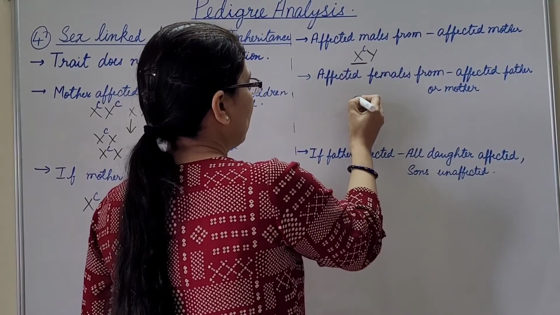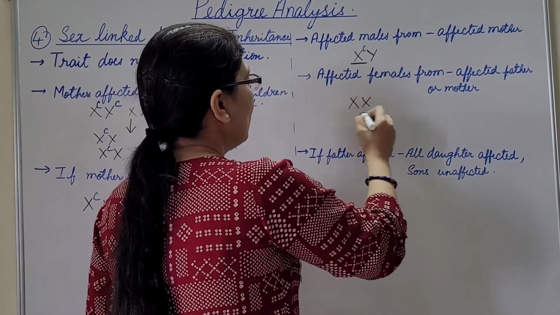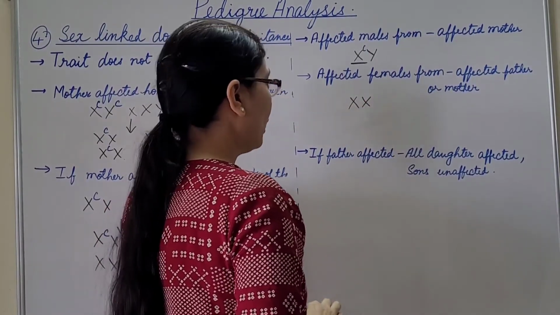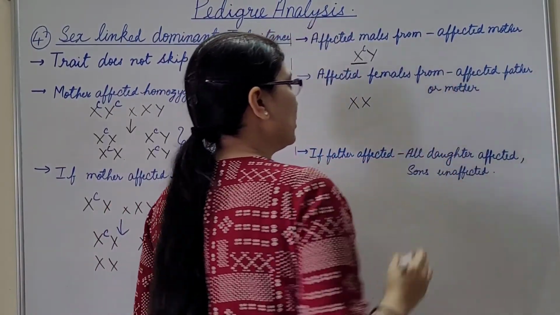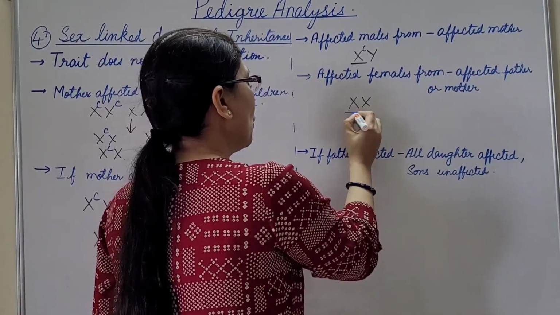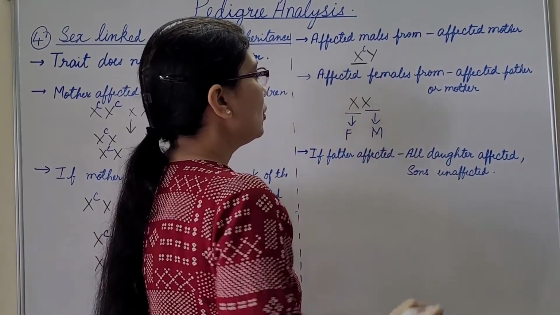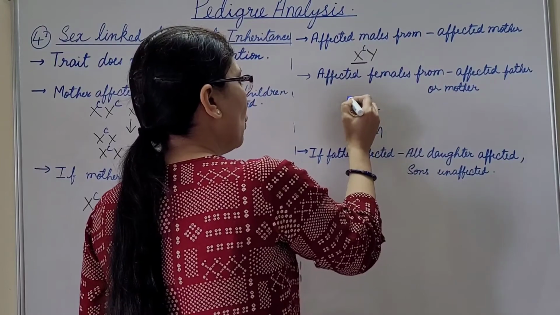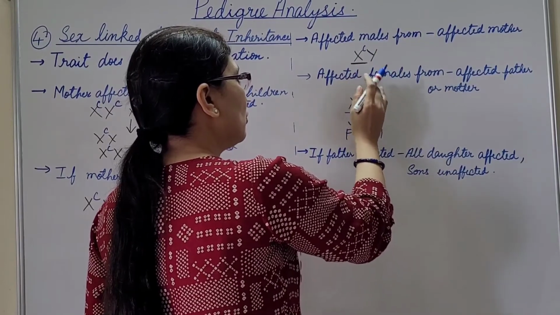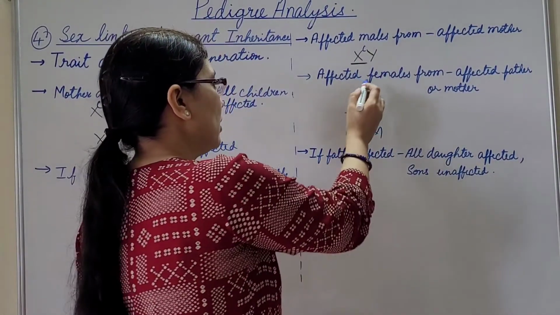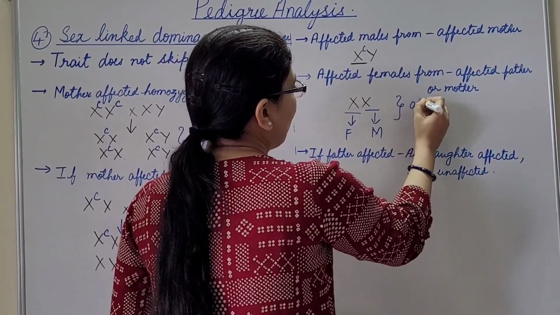If female is affected, we know that female has two X chromosomes. If the female is affected, then either father is affected or mother is affected, because female receives one X chromosome from father and one X chromosome from mother. So if father is affected, then one copy of the dominant allele is present on the X chromosome, and if mother is affected, in that case also at least one copy of the dominant allele is present on the X chromosome. Hence, in both cases, female will be affected.